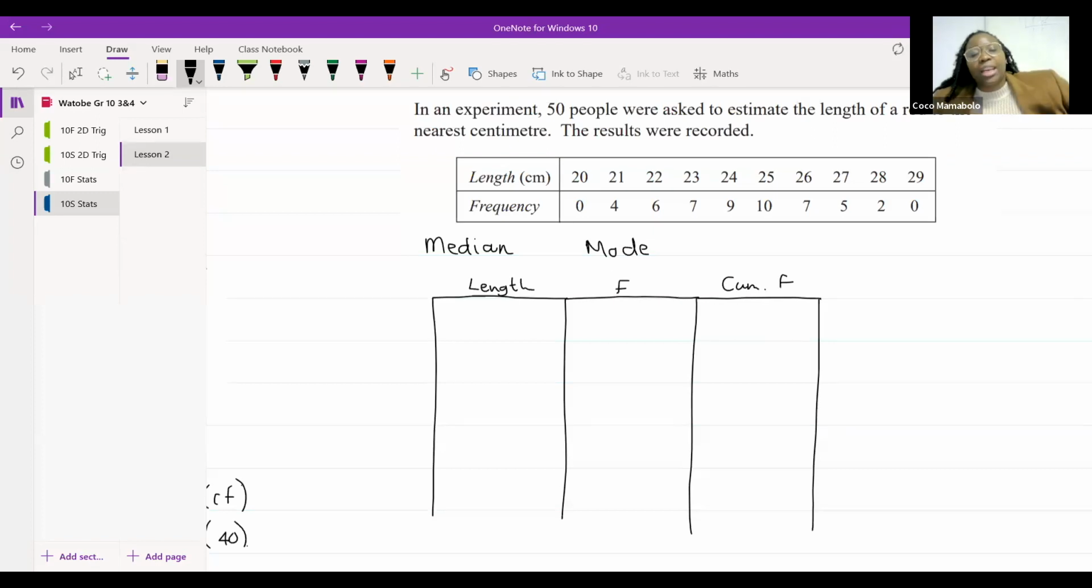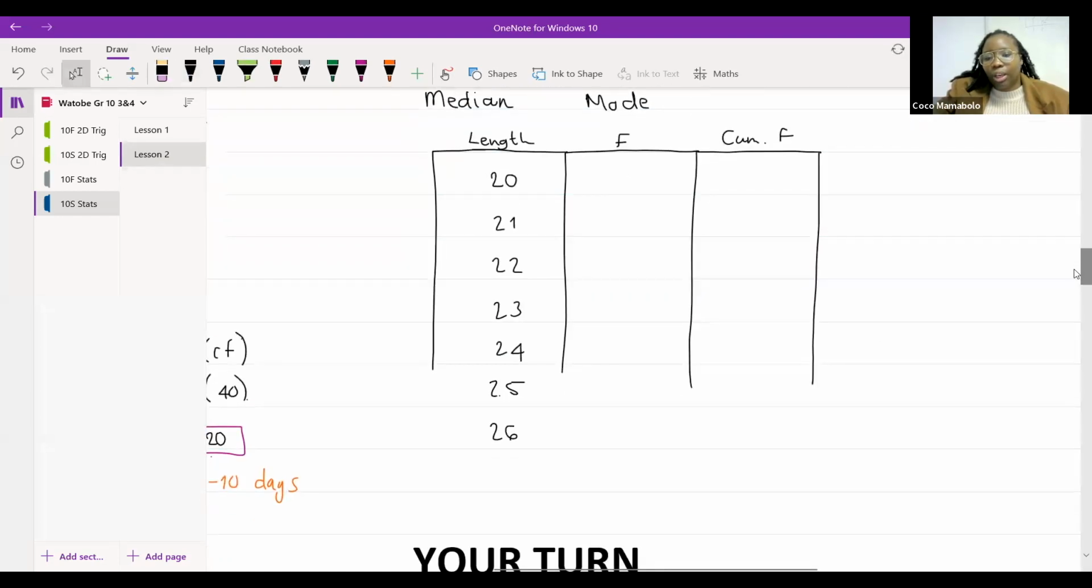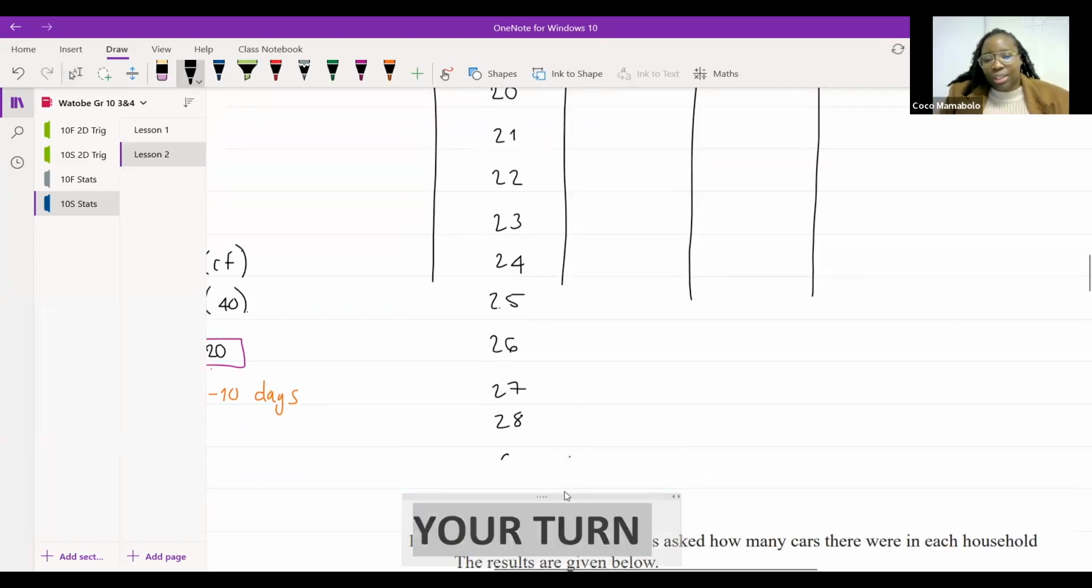Now they say here, in an experiment, 50 people were asked to estimate the length of a rod to the nearest centimeter. The results were recorded. So there are people who were supposed to guess either 20 or 21 or 22 or 23, 24, let's keep going down, 25, 26. It's going to be so long. 27, 28, and last one is, look, now we've made it all the way to the other question. 29. All right.